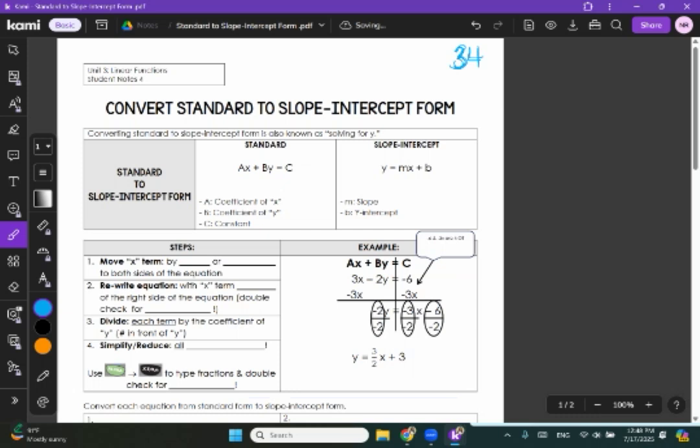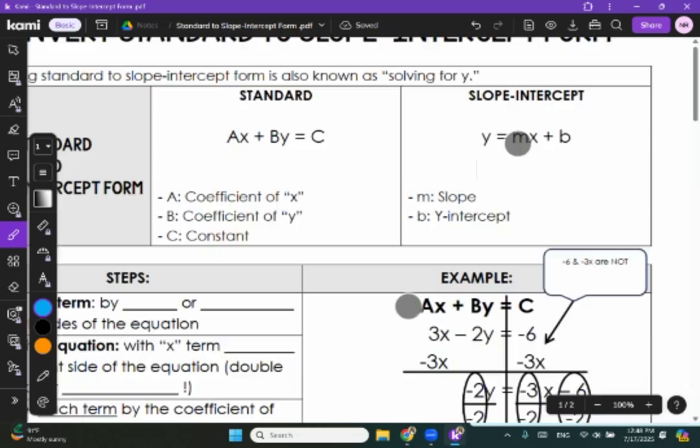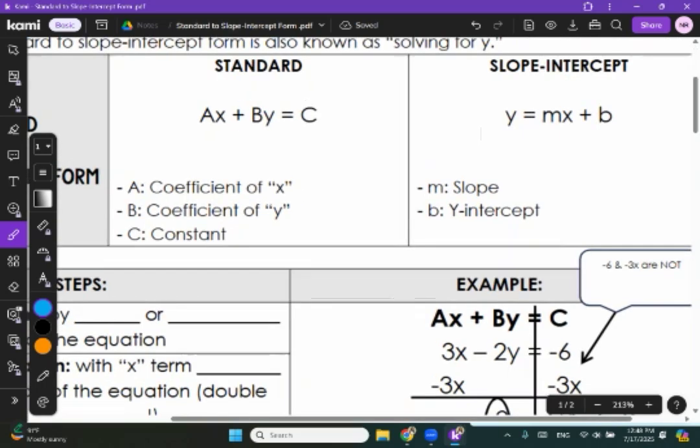Anyway, so standard form is where you have x and y on the same side of the equation. A, B, and C are just numbers. A is a coefficient, B is also a coefficient, C would be your constant. So our goal today is going to be to go from standard form to slope-intercept form.